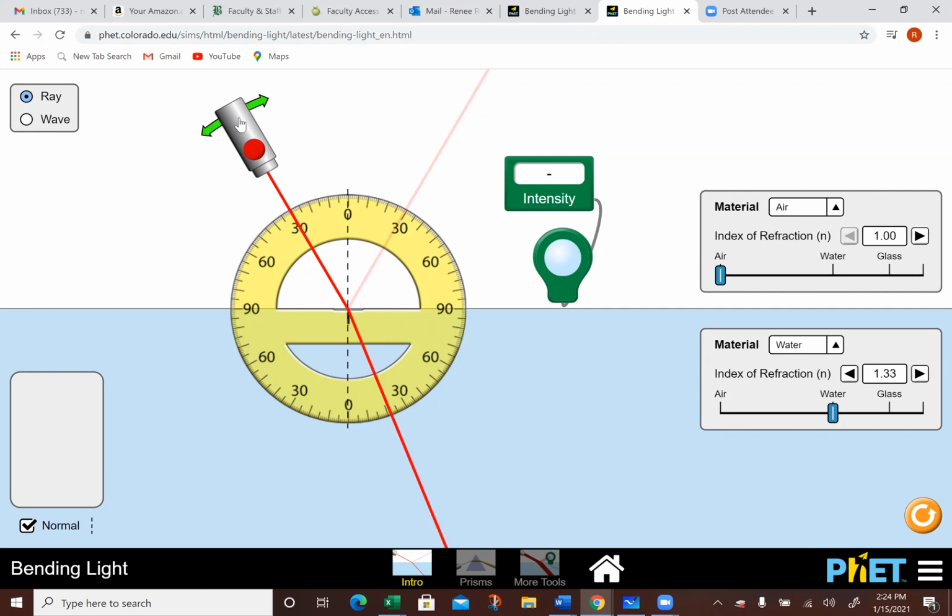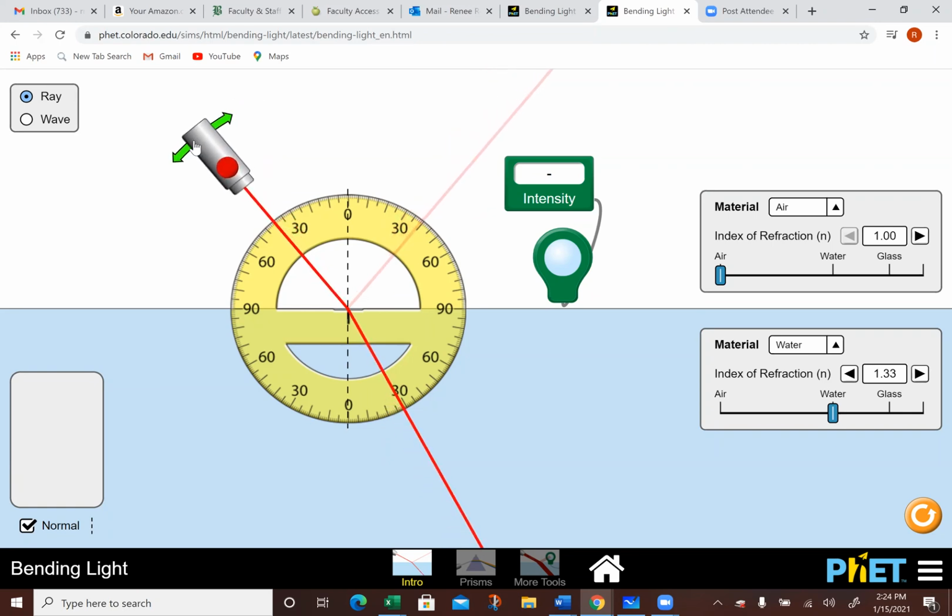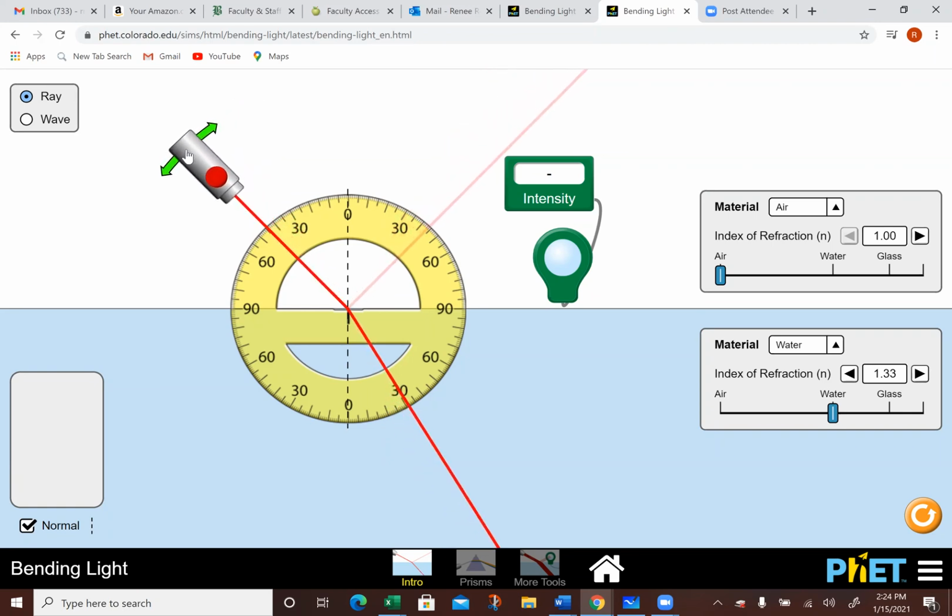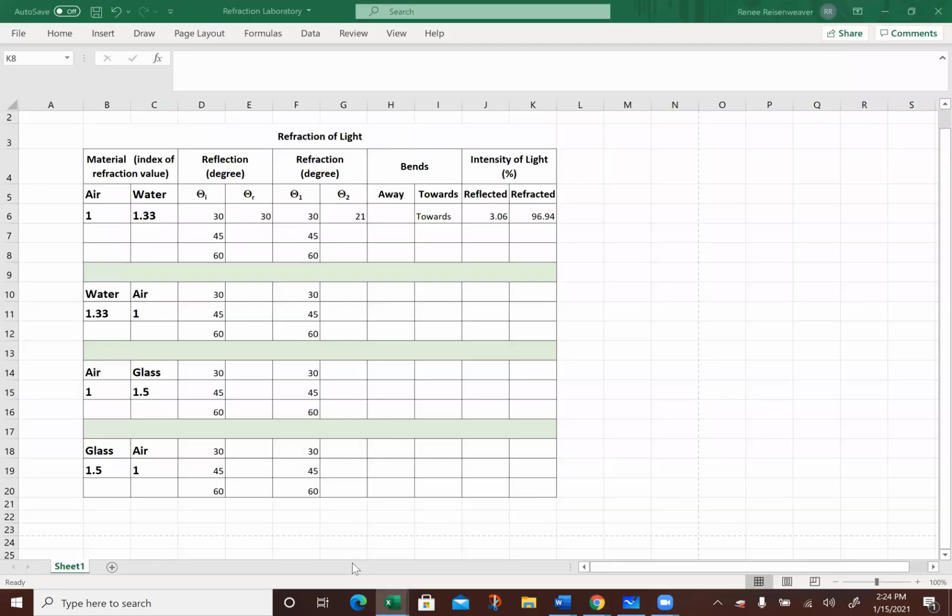You're welcome. So what do we do next? We go to 45, right? 30, 45. Get down to 45. Notice my reflected line also is at 45, but my refracted line is at 31. So I go back to my chart and we say 45, 31. The angle got smaller, so it went towards the normal.